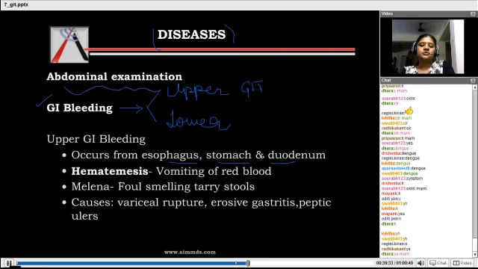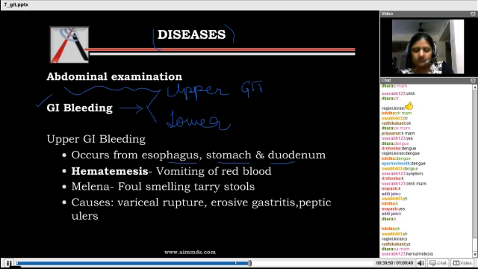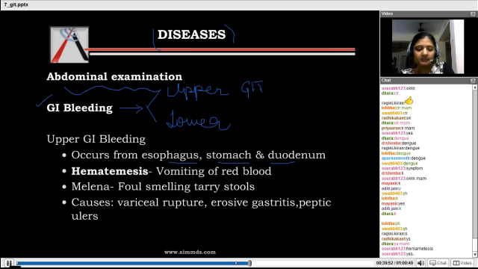Okay. So, see, now think of, there is bleeding from the upper GI tract. What name will you give it? Hematemesis. That is whenever you're vomiting out red blood. Melena means what? Duodenum, right? So it can be bloody stools. So that will become melena.